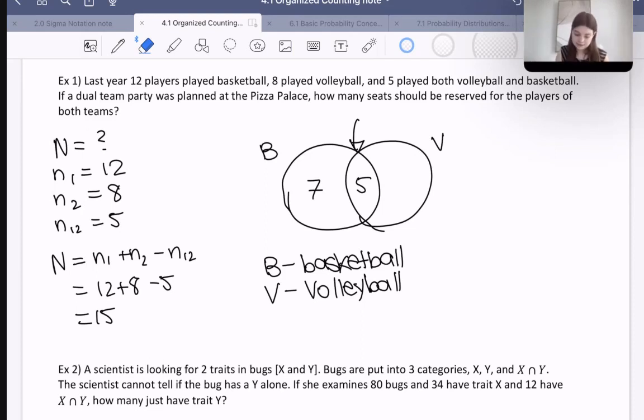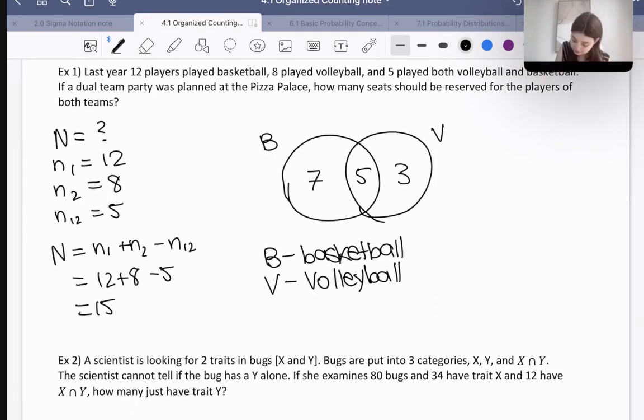And same thing with the next one. We can ask ourselves, well, we know 8 players play volleyball overall, right? And 5 of them play both. So that means there's 3 other players who only play volleyball and don't also play basketball. So we could also do it this way and say, okay, let's add the number of players who play just basketball plus the number of players who just play volleyball plus the number of players who play both, and we also can reach the same conclusion that way.